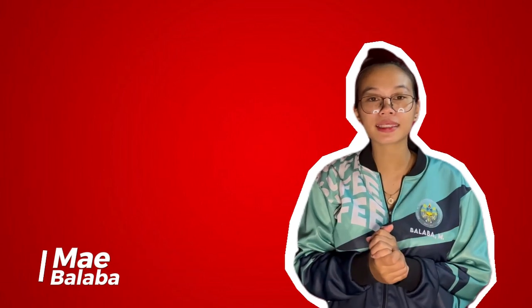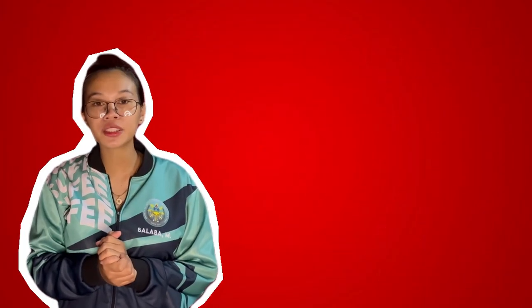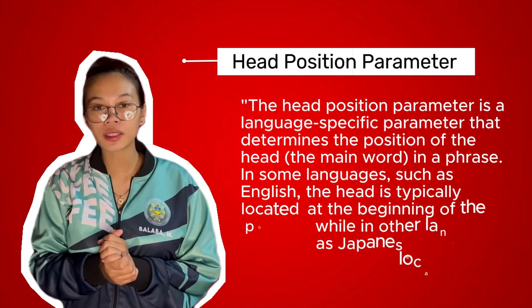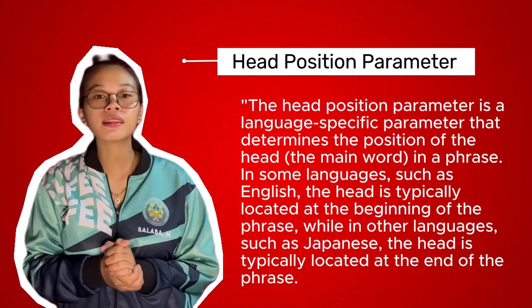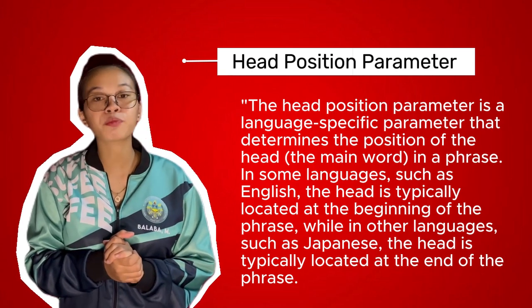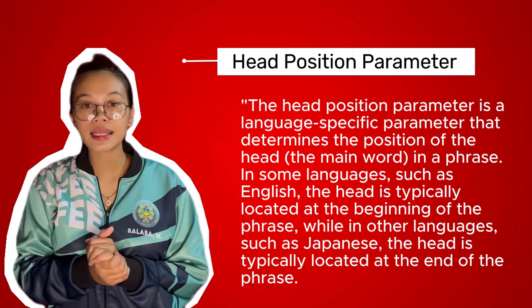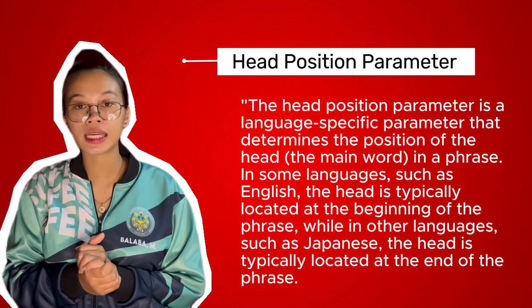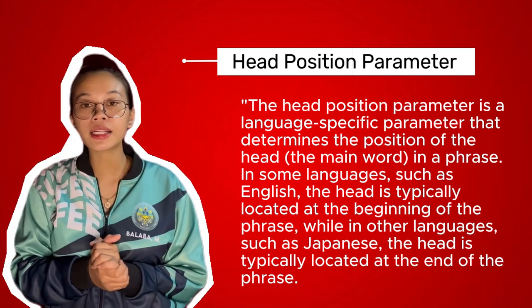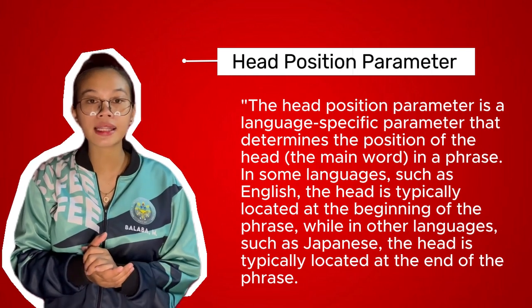Today I will be discussing the head position parameter. So what is the head position parameter? The head position parameter is a language specific parameter that determines the position of the head, the main word in a phrase. In some languages, such as English, the head is typically located at the beginning of the phrase, while in other languages, such as Japanese, the head is typically located at the end of the phrase.